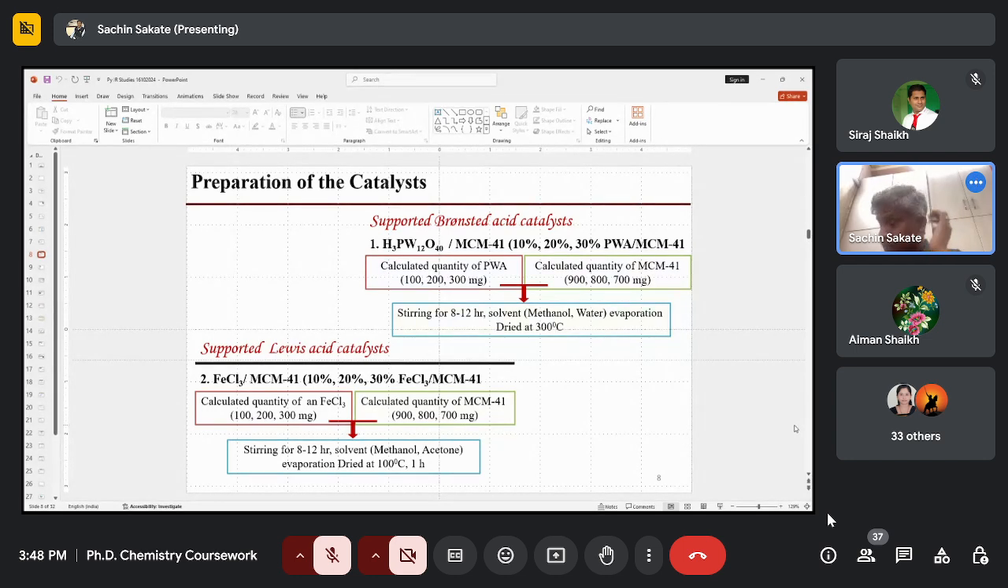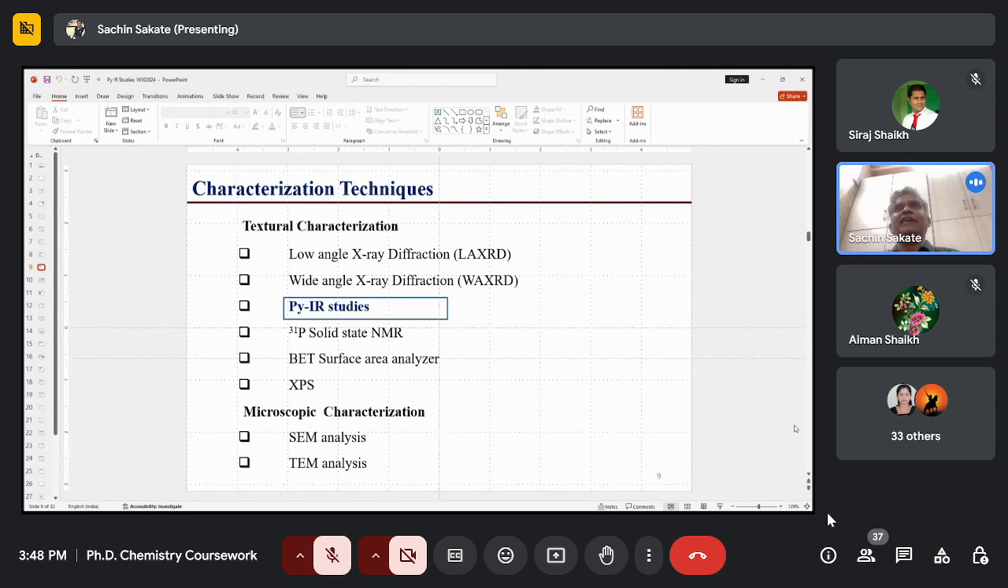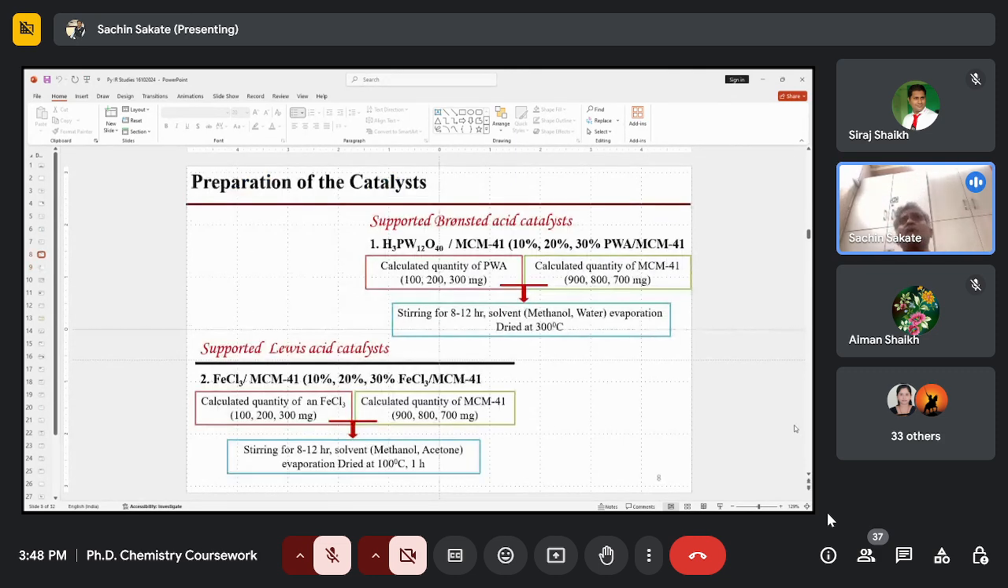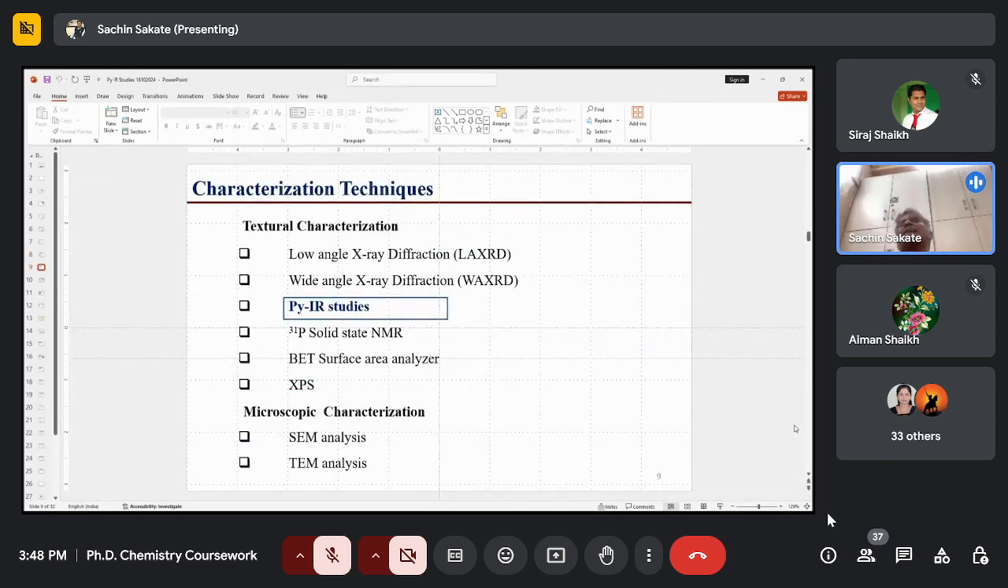So we have seen the properties of the support, the preparation of the catalyst, the various supports and the active species for our preparation of catalyst. Now, once you are ready with the catalyst, the main task comes. That is the main theme of our lecture, the main idea which I want to put in front of you: the characterization techniques.